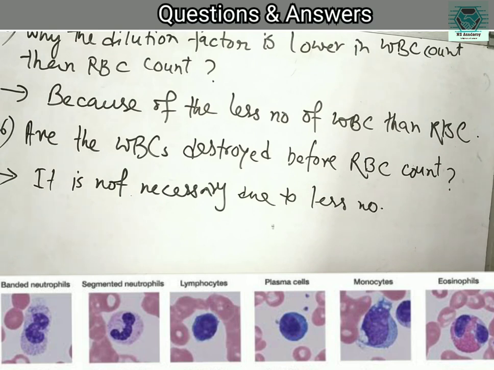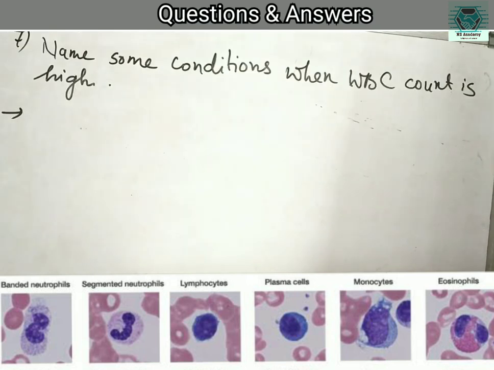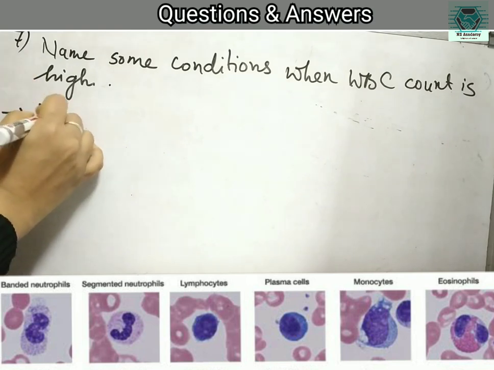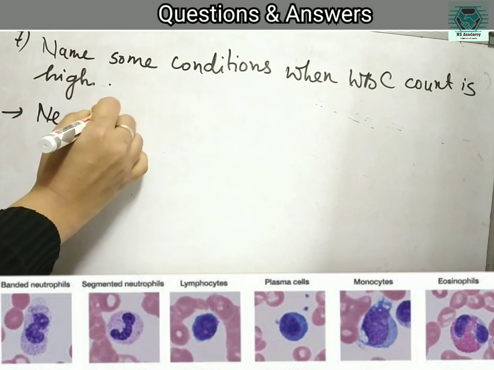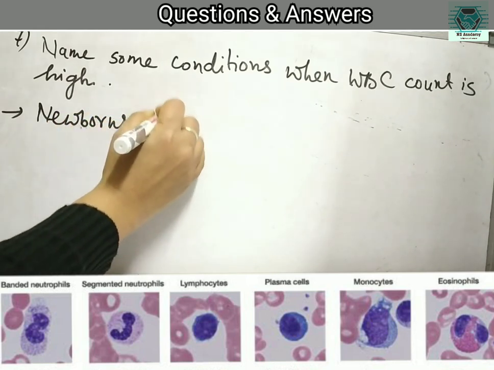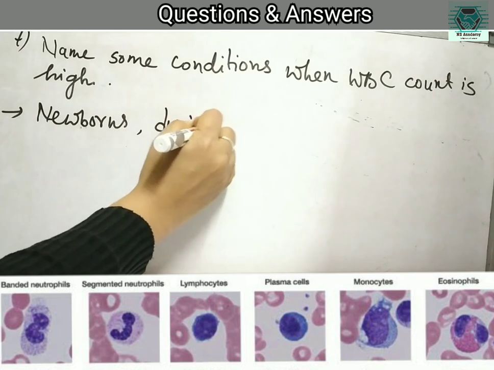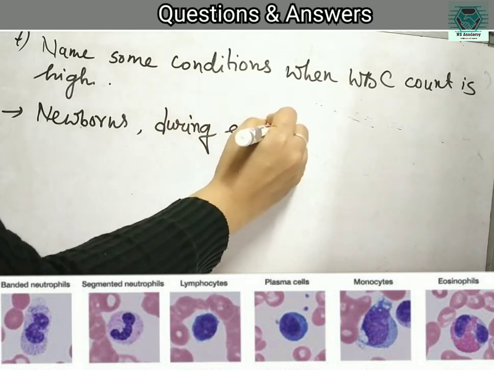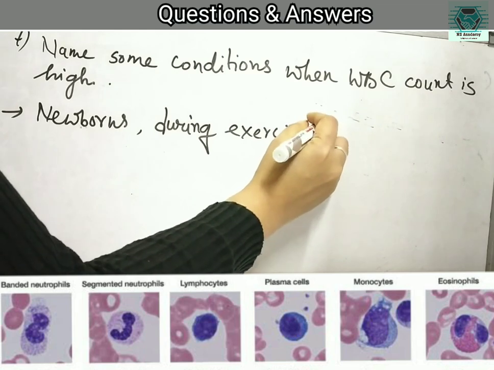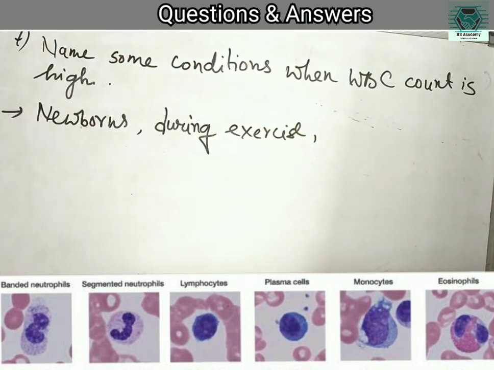Next, name some conditions when WBC count is high in normal individuals. So basically the WBC count is high in newborns, then during exercise, then during menstruation, and so these are the conditions.